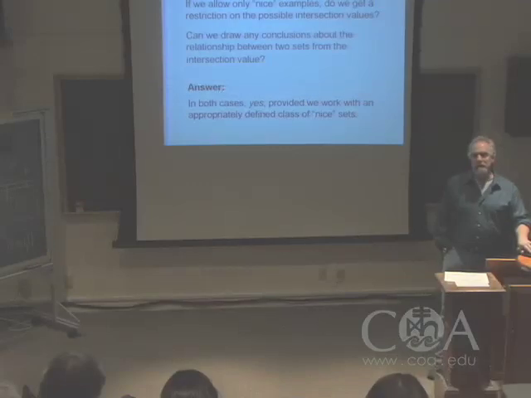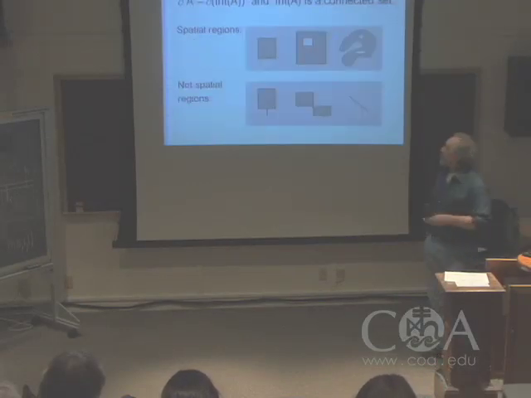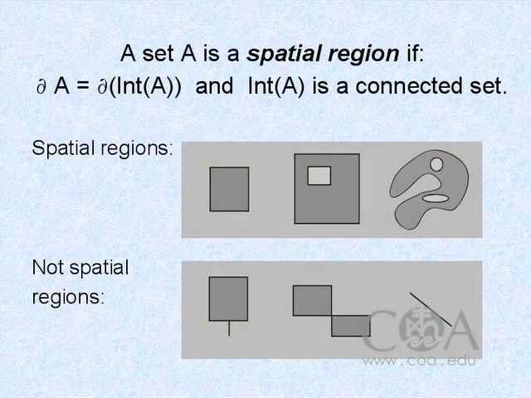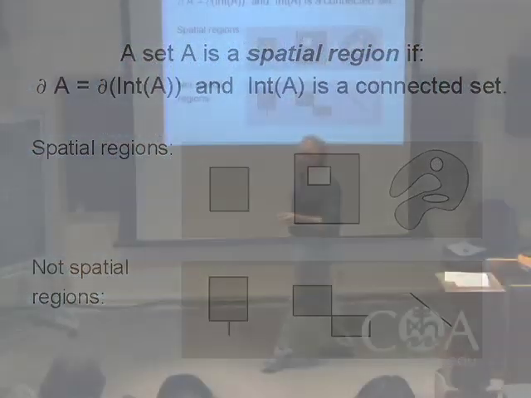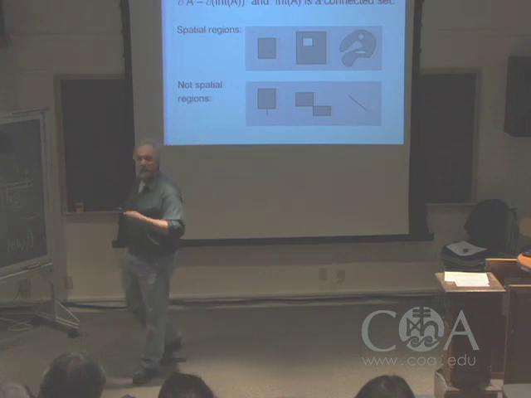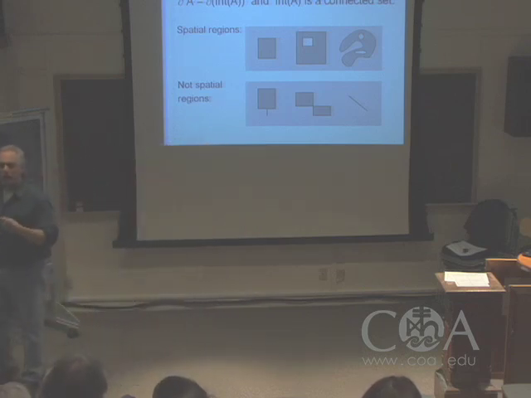So the next step is to decide, well, what are these sets going to be that we're going to work with that are nice? And our definition is of what we call a spatial region, and we're going to require two things of it. That the boundary of the set is going to be the same as the boundary of the interior of the set. And we'll see in the pictures here what sorts of things that excludes. And the interior of the set is a connected set. I haven't told you what connectedness means in topology, but there is a topological definition. But your intuition won't steer you wrong here in what we're going to do.